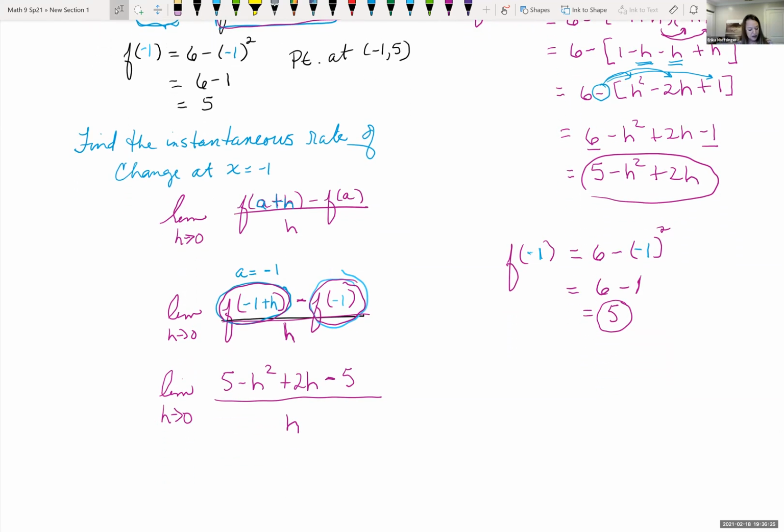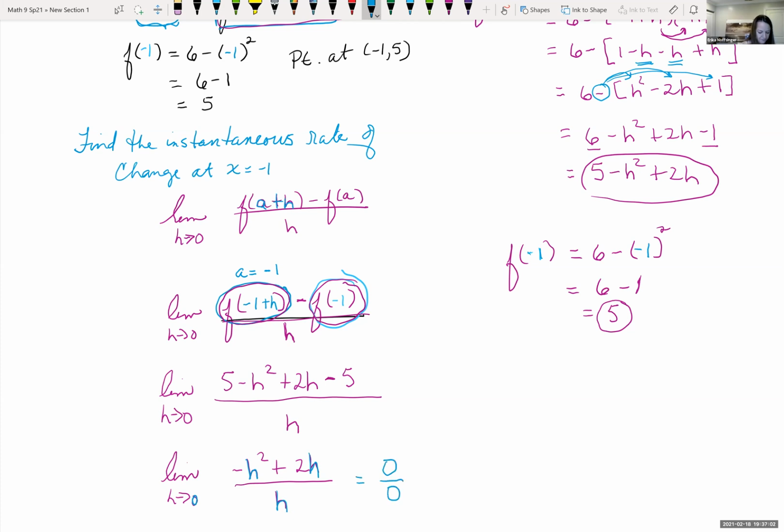Okay, so I notice in the numerator, I can simplify. I have a 5 minus 5. Those are going to cancel each other out. And we have the limit as h approaches 0 of -h squared plus 2h all over h. If you did direct substitution right now, and plugged in 0 wherever you saw an x, not an x in this case, h, notice that you're going to get 0 over 0.